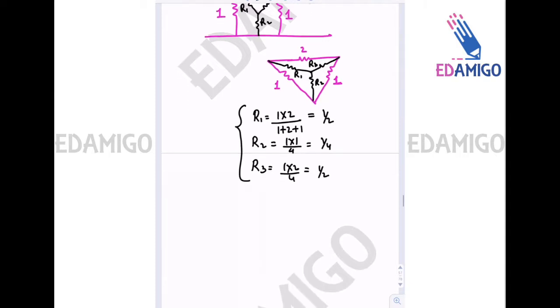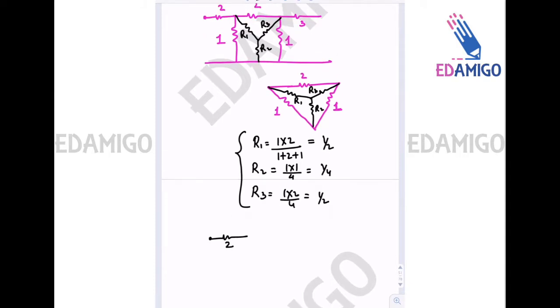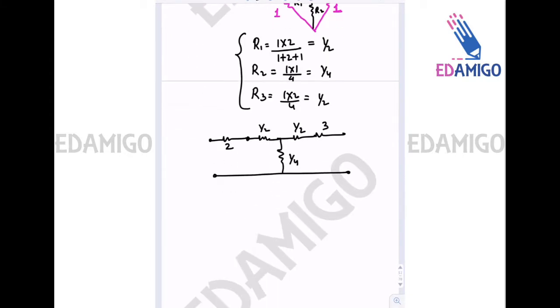Now the circuit can be redrawn as 2 ohm resistance. Here it will be R1, that is 1 by 2. Here it will be R2, that is 1 by 4. It will be R3, that is 1 by 2. Then 3 ohm resistance, and this is the 2-port network. V1, V2, I1, I2.